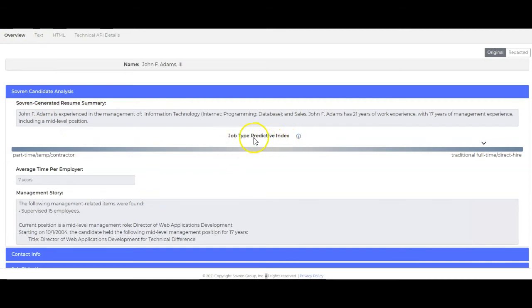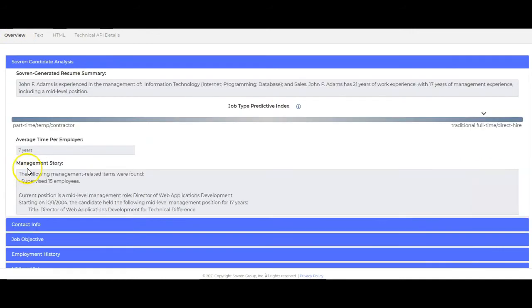Through a complex proprietary algorithm, we can determine if a candidate is more suitable for full-time or part-time work. This is indicated through our job type predictive index. Lastly, if the candidate has any management experience, that information will be summarized in a management story. In summary, the candidate analysis section is designed to quickly identify valuable information about the candidate that is not listed directly on the resume, but can be determined after a human takes the time to thoroughly review the resume or CV, or the Sovren parser parses the resume in fractions of a second.